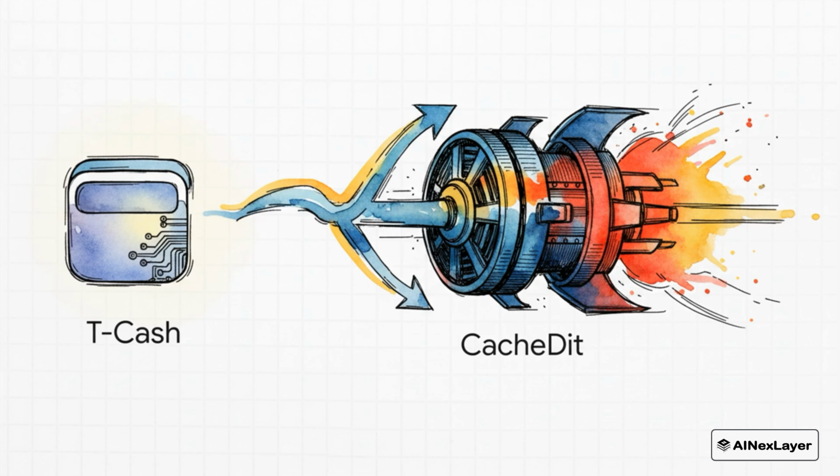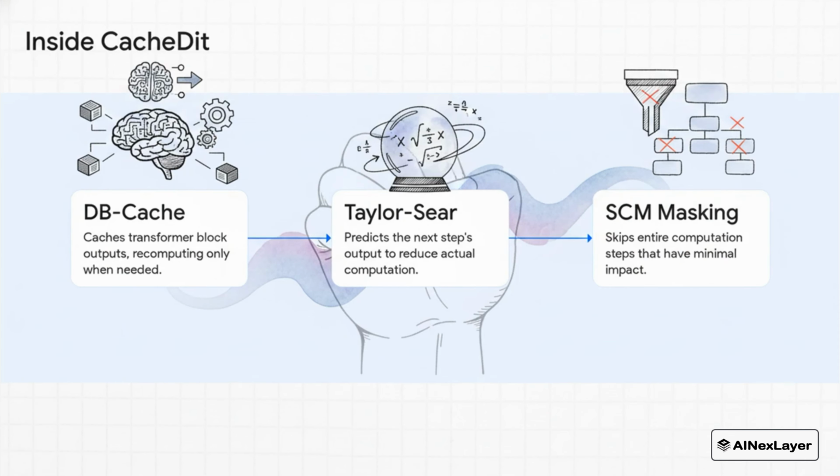That specialized transformer called Cache-DiT. Cache-DiT is like a three-part master plan for efficiency. First, DBCache acts like a bunch of mini caches, saving results from different parts of the model and only rerunning the bits that are absolutely necessary. Then, TaylorSeer does something amazing. It uses some clever math to predict what the next step will look like, which often means it doesn't even have to compute it at all. And finally, SCM masking takes it even further. It dynamically decides to just skip entire steps if it figures they won't make a big difference to the final image. It's all about avoiding wasted effort.